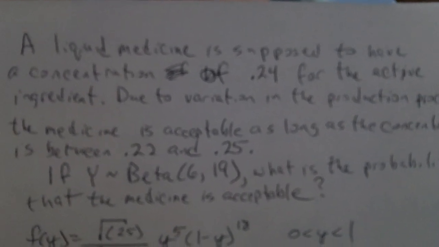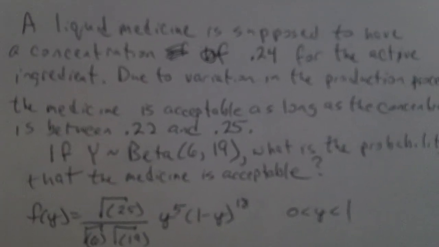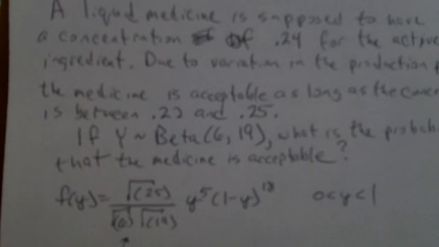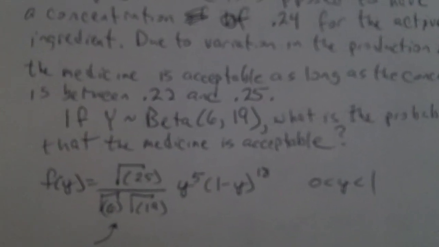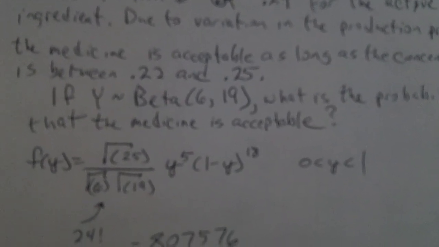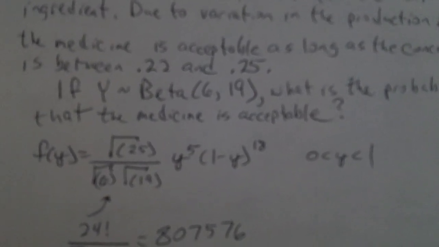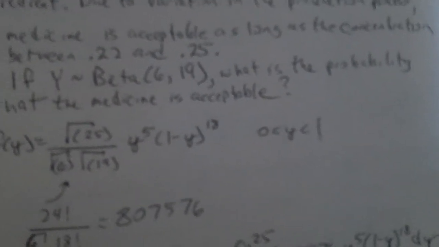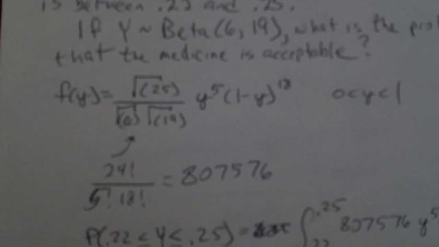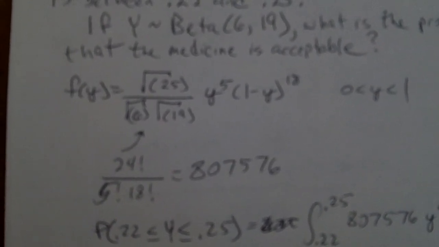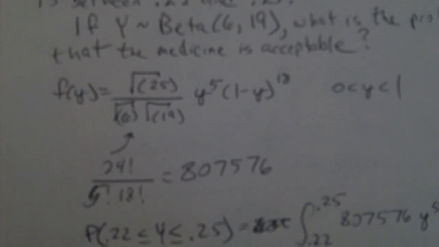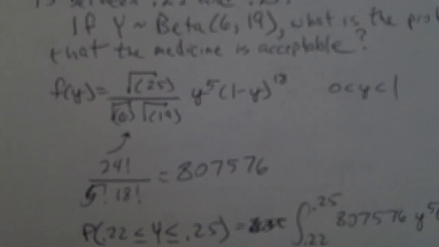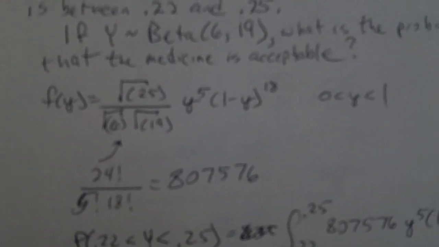However, there's variation in the production process, and the medicine is acceptable as long as the concentration is anywhere between 0.22 and 0.25. So what I've asked here is, if y is beta(6, 19), again the first number is alpha, the second number is beta, what is the probability that the medicine is acceptable? For something like this, you would be allowed to use your calculator or a computer algebra system like Mathematica or Wolfram Alpha.